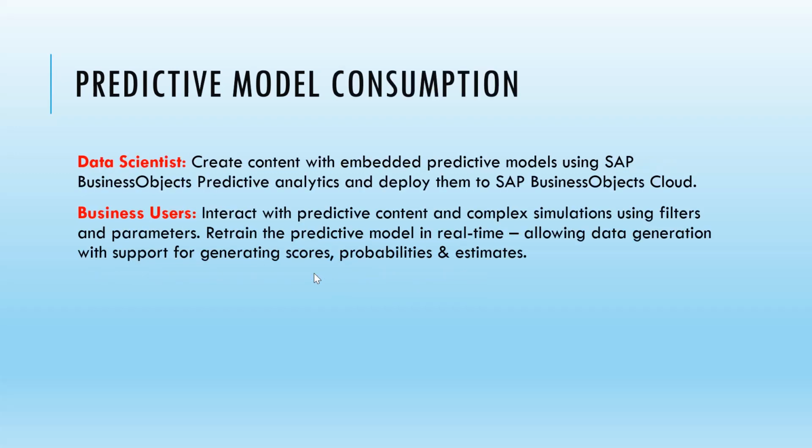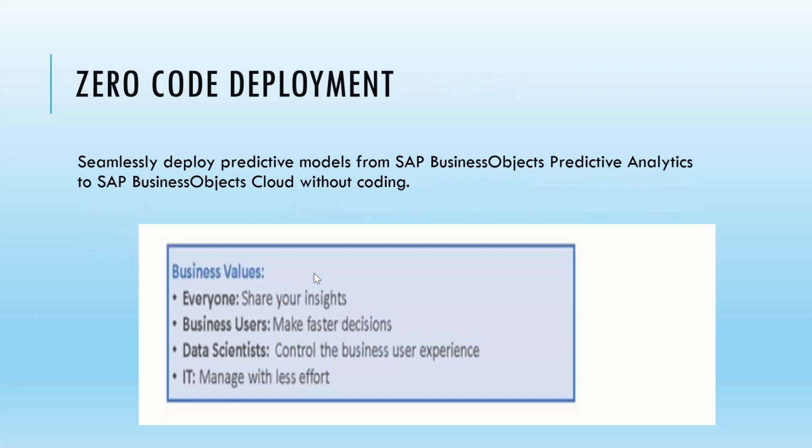Who consumes the predictive model? Whenever we create a predictive model, there are two stakeholders, data scientists and business users. Data scientists can create content with embedded predictive models using SAP BusinessObjects Predictive Analytics and deploy them to SAP BusinessObjects Cloud. Business users can interact with the predictive content and complex simulations using filters and parameters. They can retrain the predictive model in real time, allowing data generation with the support of generating scores and probabilities, and then zero code deployment.